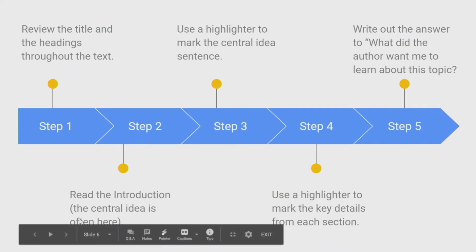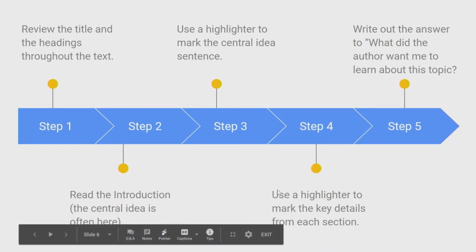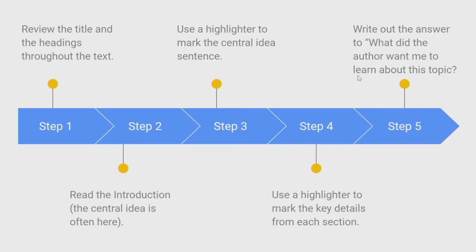Step 2, we're going to read the introduction. And I put a little sentence there: the central idea is often in the introduction. Then we're going to go back and use our first highlighter to mark the central idea. And then here's where we read the text a little more closely, and we're going to use our highlighter to mark the key details in each section. And finally, we're going to write out the answer to, what did the author want me to learn about this topic? So this is basically the video in a step-by-step process.